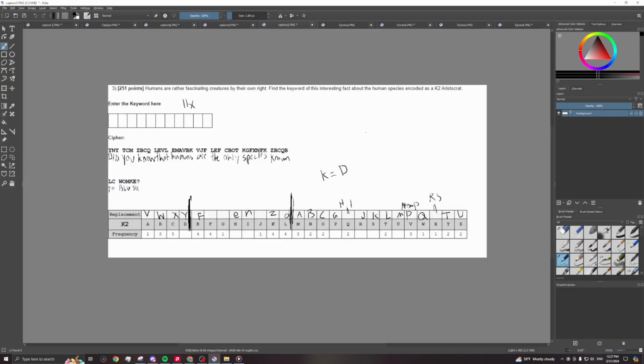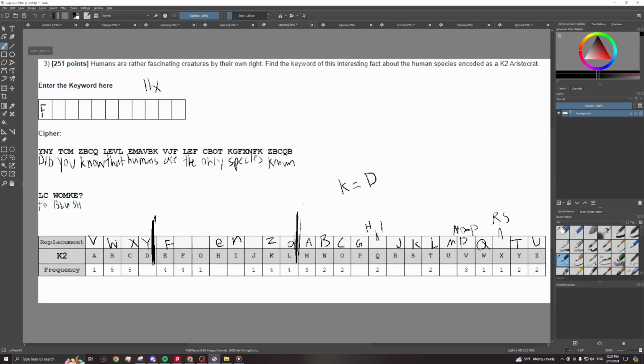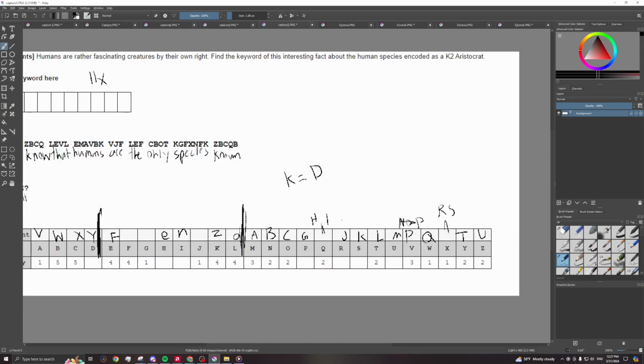All right. So now let's try to solve this. So we begin with the letter F because it's pretty much guaranteed. Actually, now that I think about it, this is one of the harder K2s. I don't know why I made it this hard, but it is what it is. Okay, so, alright.